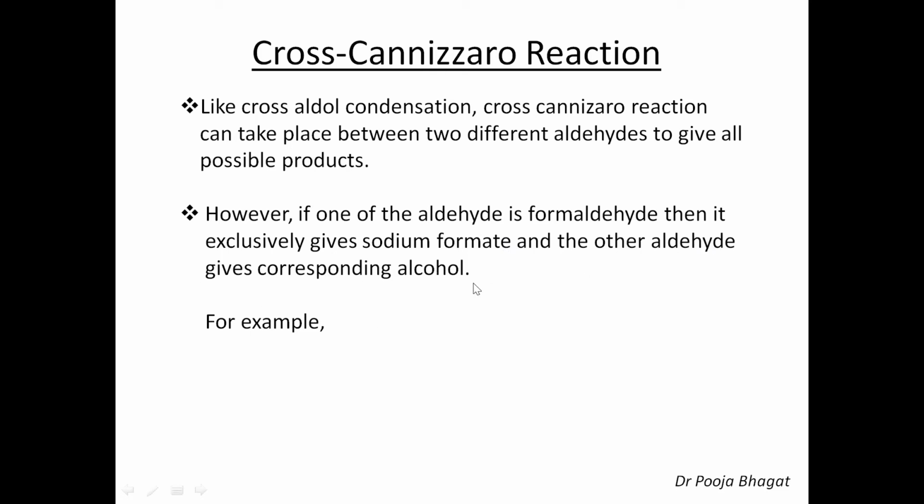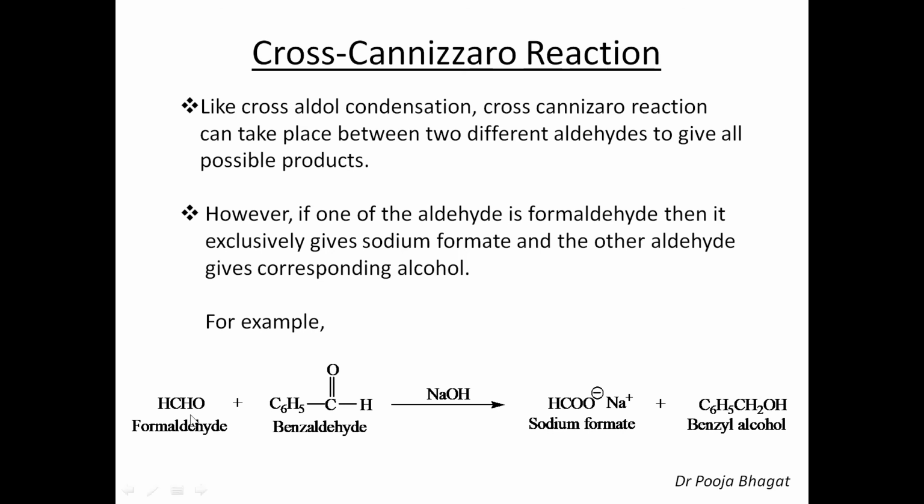That means if you take a mixture of two aldehydes in which one of them is formaldehyde, then what will happen? The formaldehyde will get oxidized to acid and the other aldehyde will get reduced to alcohol. Let's see an example. This is formaldehyde, this is benzaldehyde. When you carry out the reaction with concentrated sodium hydroxide, you will find that formaldehyde will get converted into formic acid and then sodium formate, that is the salt, and the benzaldehyde will get converted into benzyl alcohol.